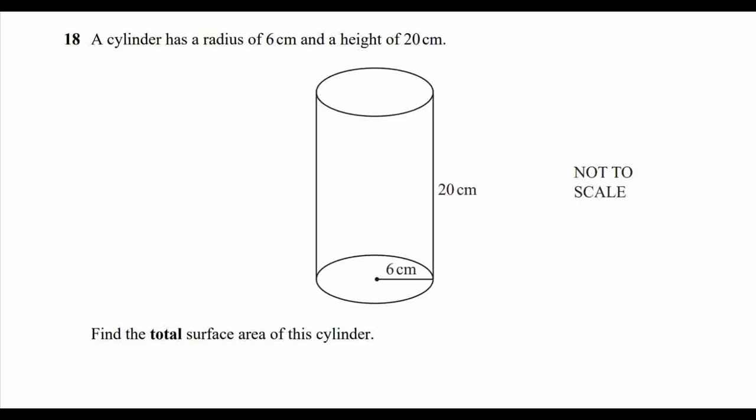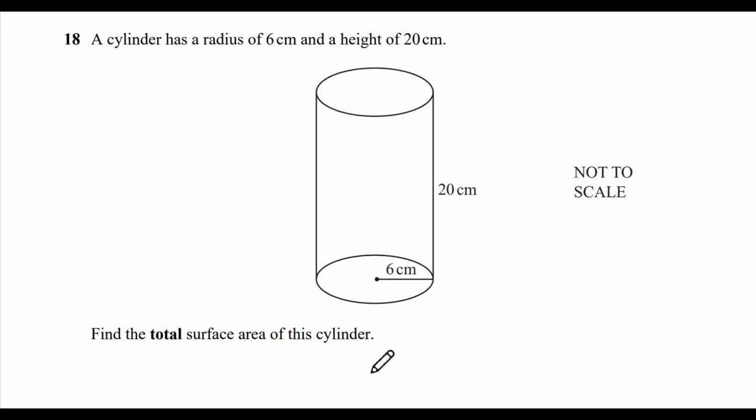That will be the answer. Next, we are in question 18. A cylinder has a radius of 6 cm and a height of 20. Find the total surface area of this cylinder. 10 seconds.